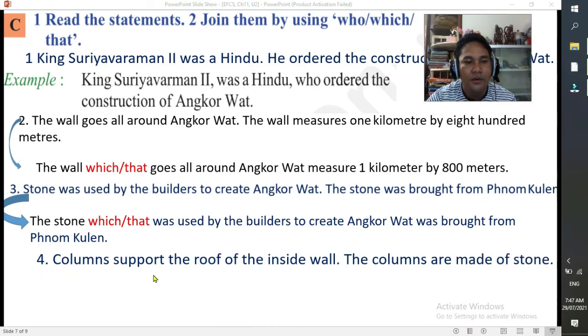Columns support the roofs of the inside wall, and the columns are made of stone.